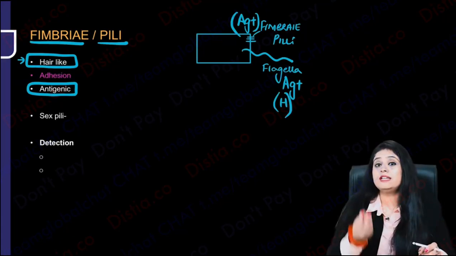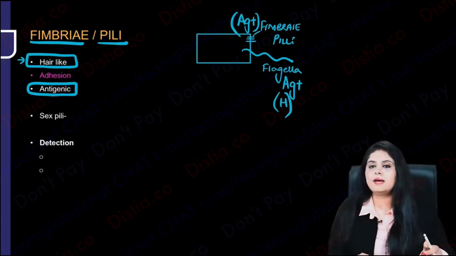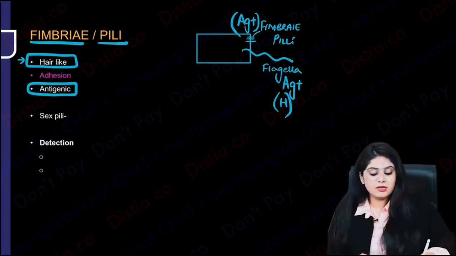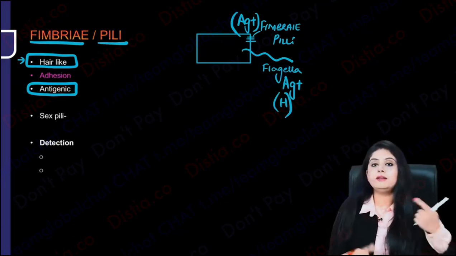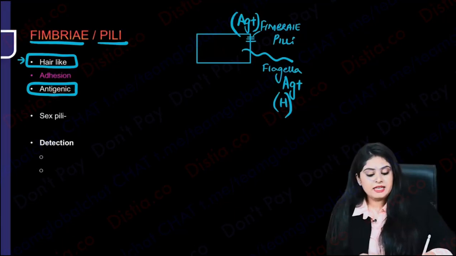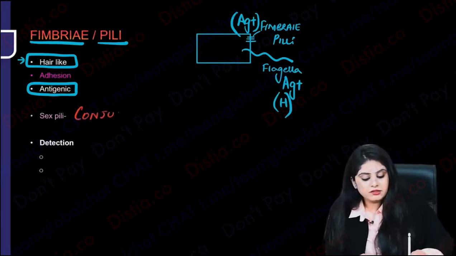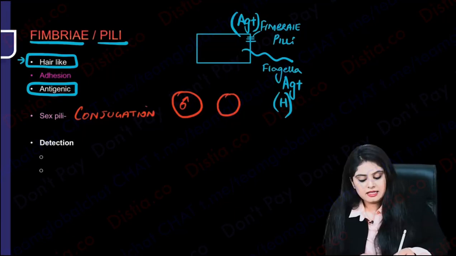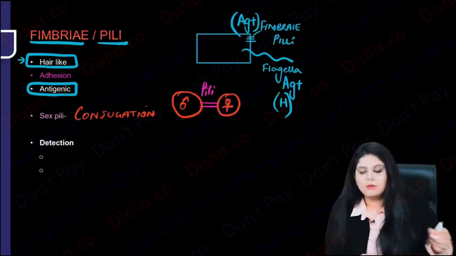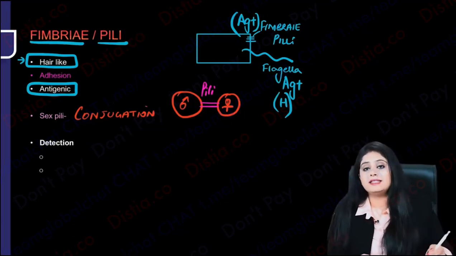It comes in our body and attaches onto a cell. That is what it does by pili. But if this pili is used between a male and a female for mating, if it is used as sex pili, that process is known as conjugation. So for example, if a male bacteria and a female bacteria want to combine, they will combine with the help of pili, because it's for attachment, and this process is known as conjugation.